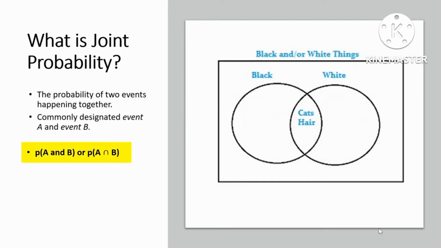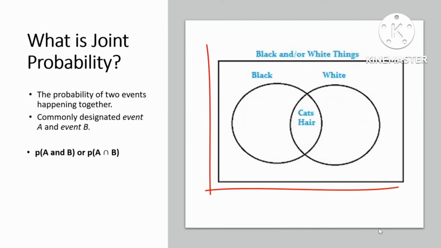We have small p, that's our probability of A and B happening together. Or we can use set notation and write a cap instead of the word and. We can also describe joint probability as the intersection of two or more events. The intersection can be represented by a Venn diagram like this one. We have black things and white things, and here's our intersection.